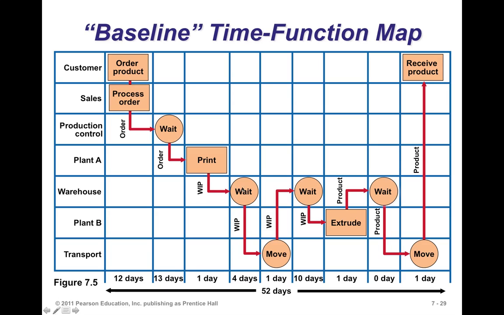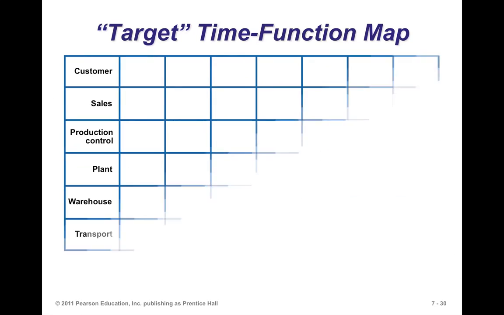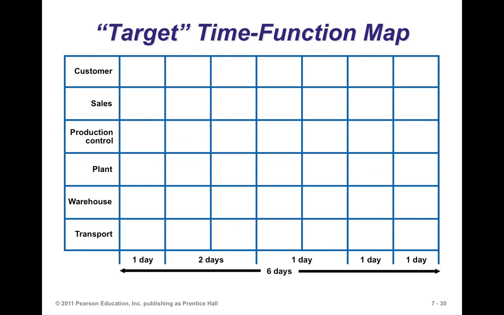There's 1 day of WIP. There's 4 days wait here, 1 day you're moving, and then another 10 days to wait. So that's 15 days that's been wasted right here. And then you have extrusion 1 day and so on. So surely this process can be redesigned to try to get much better performance.